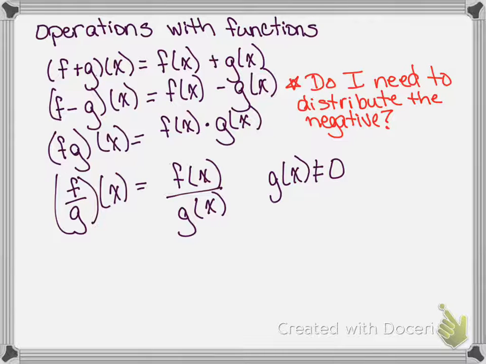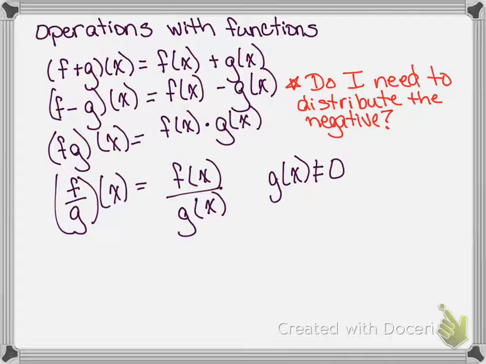Addition and multiplication is pretty straightforward. You add them or you multiply them. Sometimes when you're multiplying, you do have to distribute or even FOIL. So that is something that you have to do. But it's that negative sign that typically gets students.